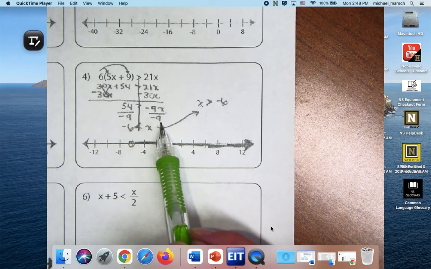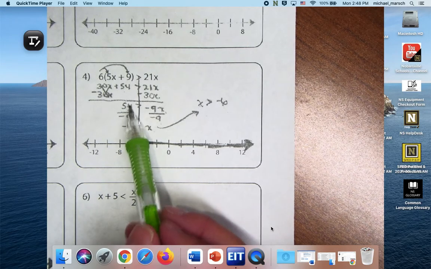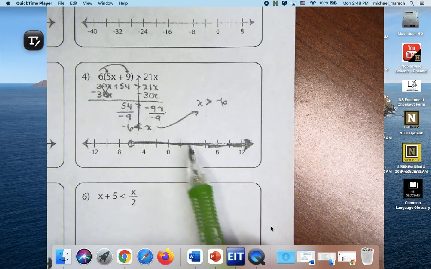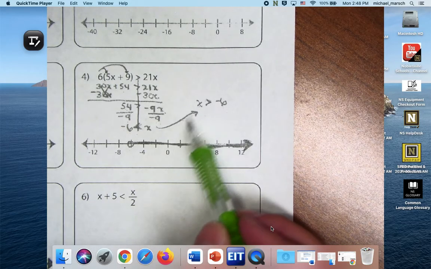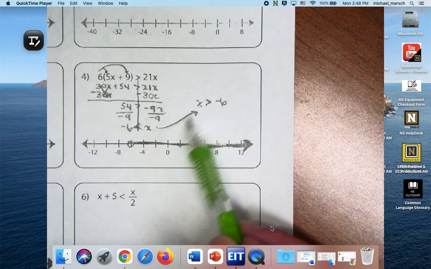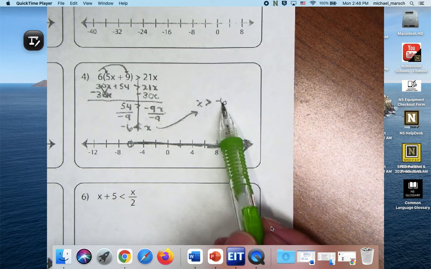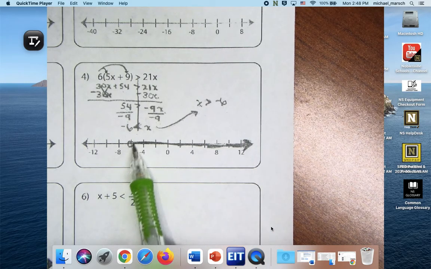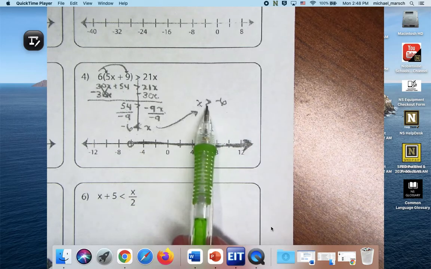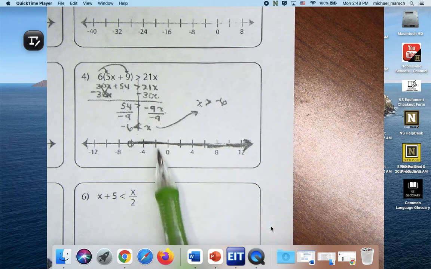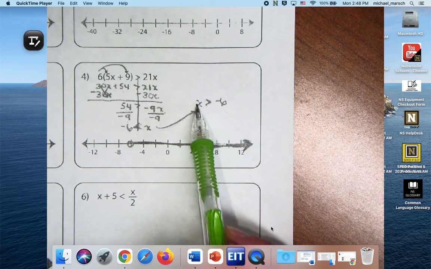I'm going to divide by that negative. 54 divided by negative 9 is negative 6. Then I had to flip my sign. And then I had to rewrite it because I don't like to have the variable on the right side. So I rewrote it: x is greater than negative 6, because I paid attention to where the point was. So I have an open circle on negative 6. This arrow here tells me I'm going to go to the right. And that only works because I made the variable on the left.